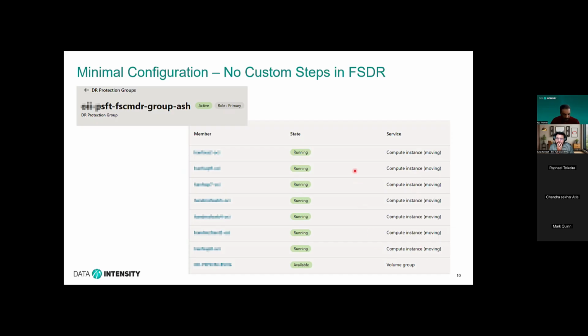That is part of this protection group and the volume group. There are about 20 volumes mounted across these 7 instances, but they are all part of this volume group, so we need to add only that volume group. It is all managed as a single volume. That's the advantage of the volume group.